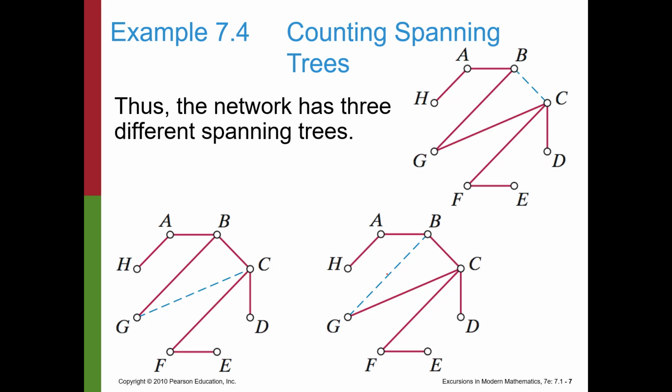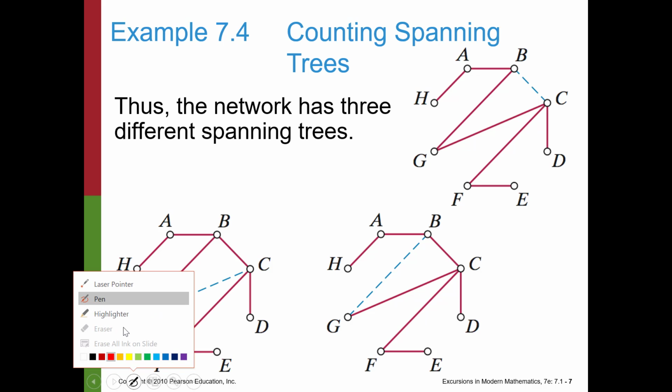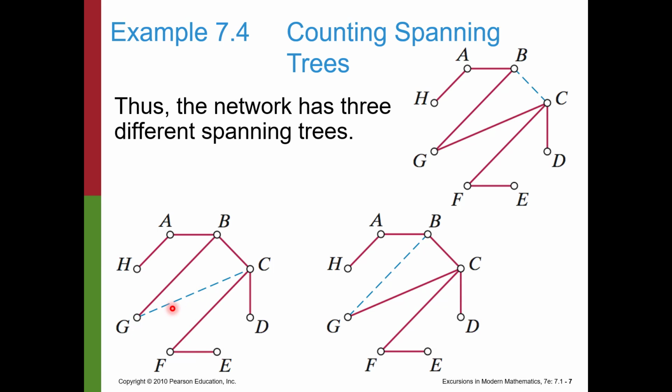And thus, the network has 3 different spanning trees, right? One for each edge of that circuit. So you could remove BC like you did here, and you're a tree. And you could remove GC like we did here. Let me get my laser pointer. You can remove GC like you did here. Or you can remove BG like we did here, right? And so all these three trees are different, and they are all spanning trees.